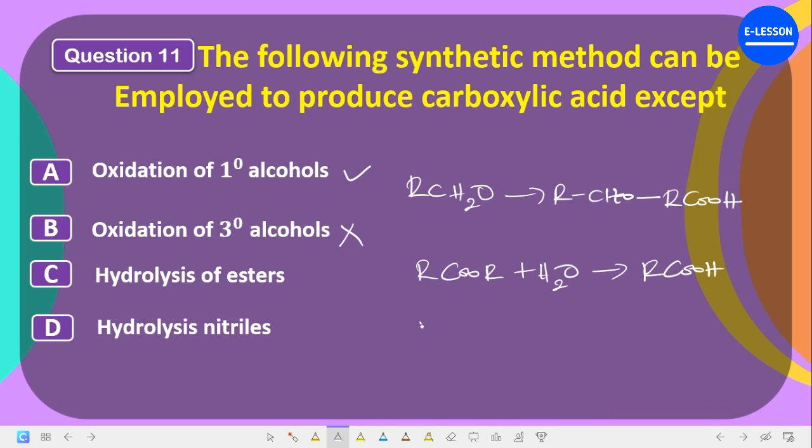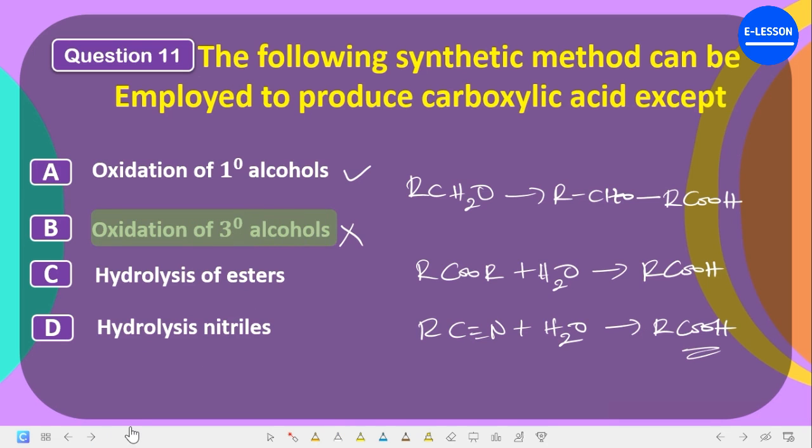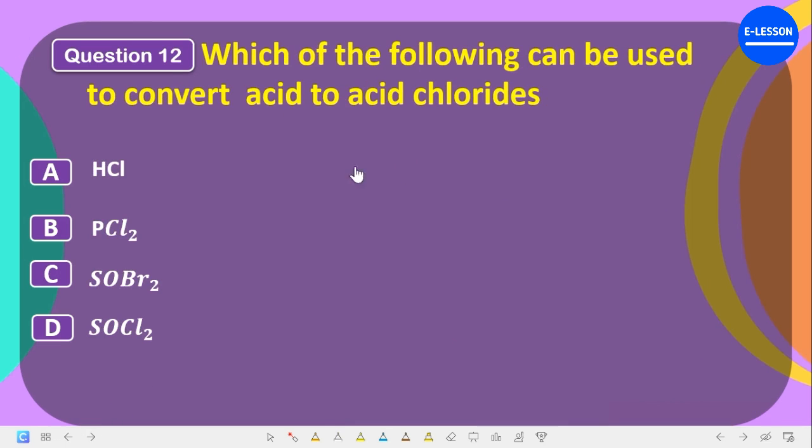Now we have hydrolysis of nitriles. When nitriles are hydrolyzed also, they give the carboxylic acids. So the correct answer is oxidation of third degree alcohol. That is not employed for the preparation of carboxylic acid. Let's continue. The next says, which of the following can be used to convert acid to acid chloride?